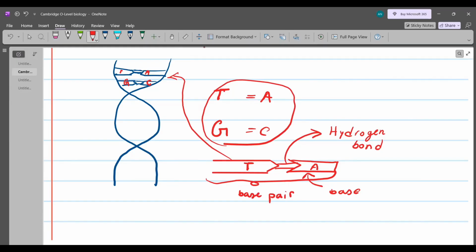Now, what's the importance of the base sequence? It is the sequence of these bases that carries the genetic code. This sequence determines how proteins are made, and proteins ultimately control the structure and function of a cell. It is like the main code that helps your body run. That's about it for DNA.